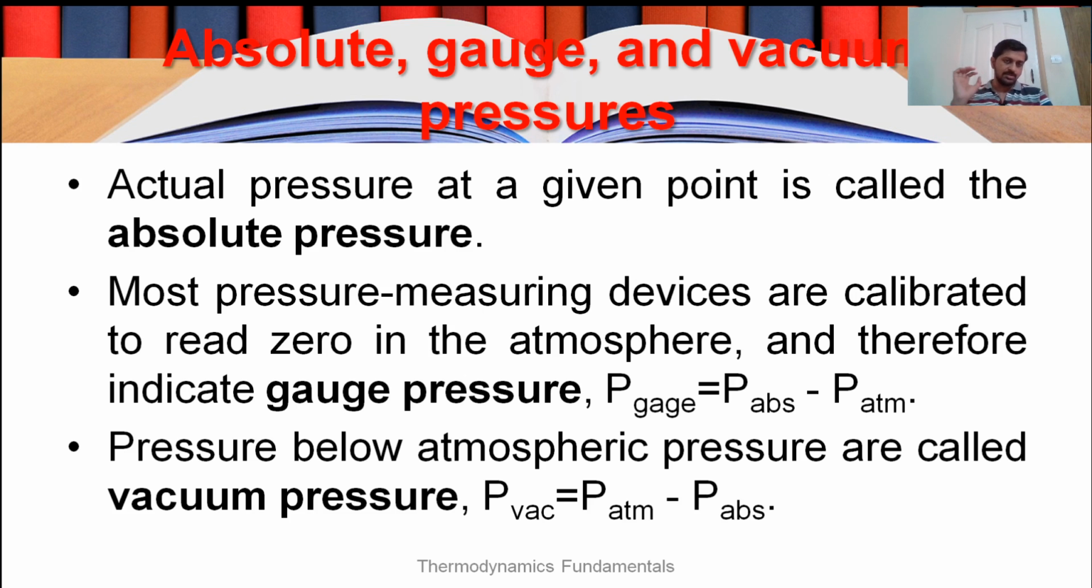You have a pressure gauge to measure the pressure in your vehicle tire. It will read a value in psi or Newton per meter square or kilogram force per centimeter square, whatever the unit may be. That is the pressure known as gauge pressure. If it is above atmospheric pressure, it is gauge pressure. If it is below atmospheric pressure, as in outer space, that is known as vacuum pressure. Right? So here, let us discuss the relation among absolute pressure, gauge pressure, and atmospheric pressure.